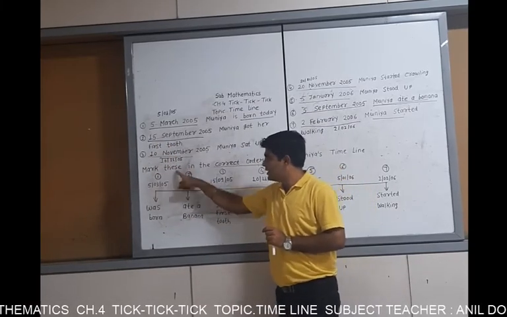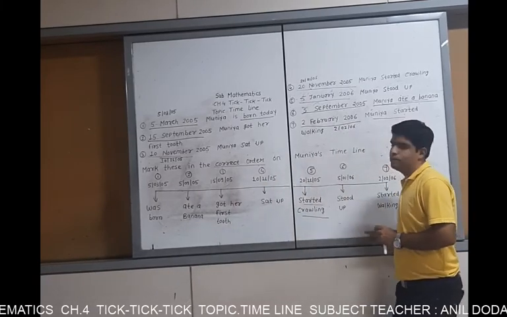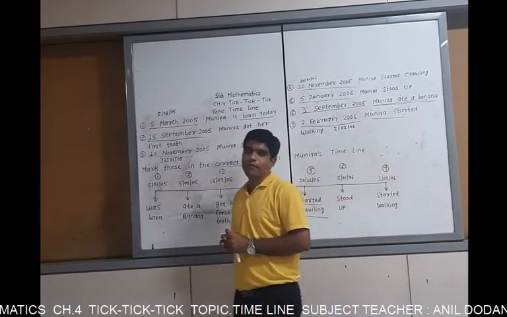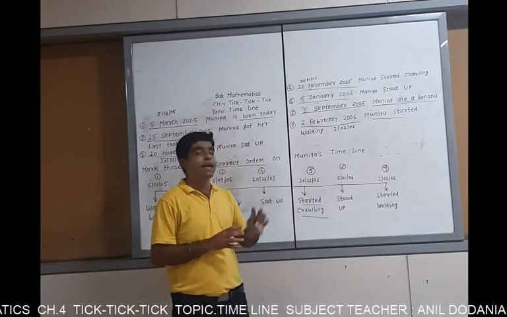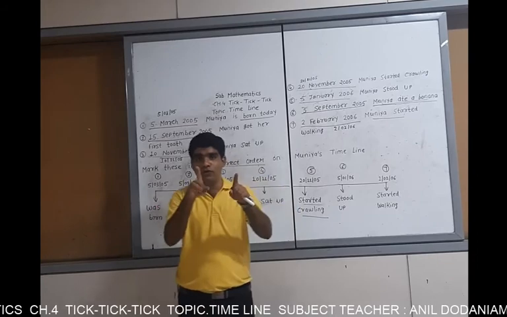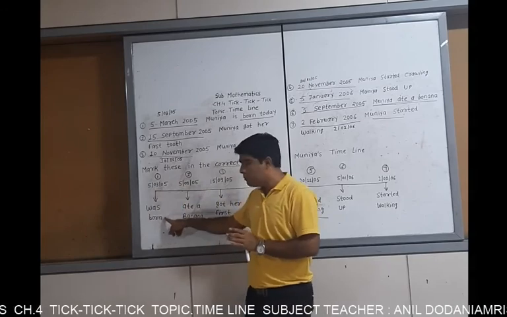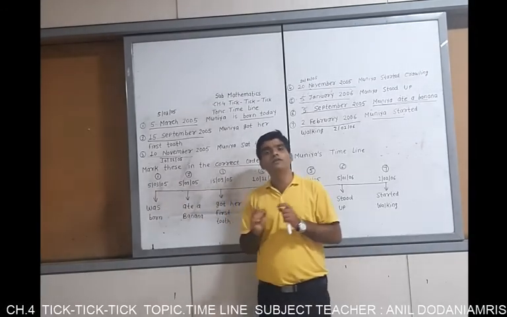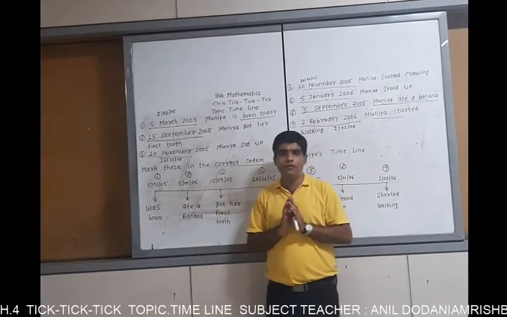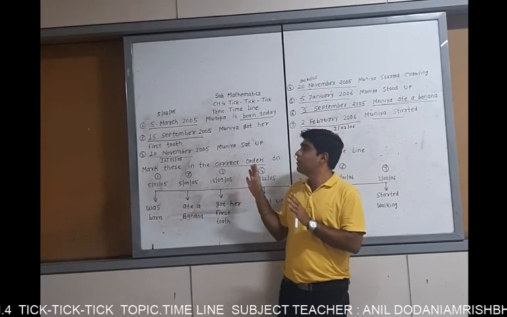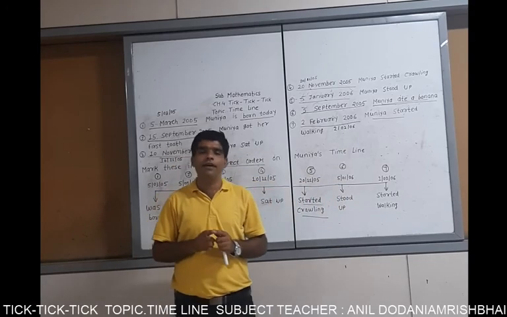First of all, mark these in the correct order, and then we draw Munia's timeline. This is our concept of a timeline. I hope every student understood how we can draw the timeline. And the next question for you is to draw your own timeline. First of all, we have to write your date of birth, then your first talking, walking, and your first food. This is our homework for you. Understood? This is all our concept about the timeline. The next topic starts from the next video. Have a nice day.